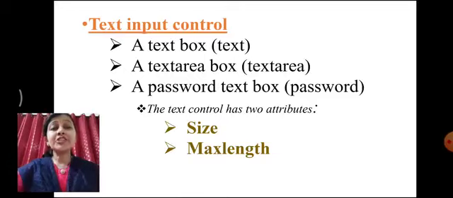The text control has two attributes, that is size and maxlength. Size determines the number of characters that are displayed on the form. And what do you mean by maxlength? Maxlength specifies the maximum length of the input data.